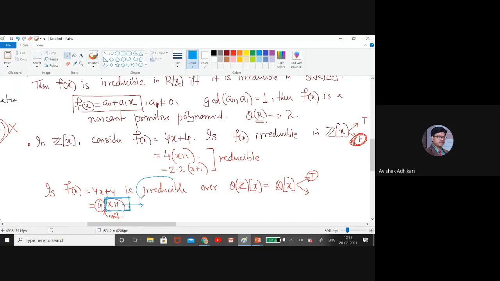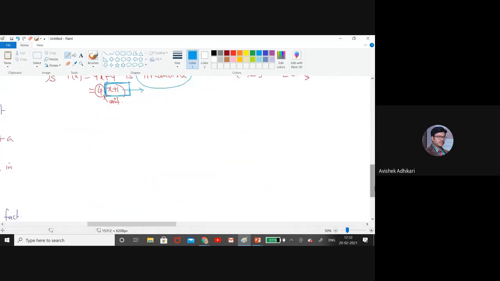Is that part clear? If this part is clear, it will be easier for you to go further. Okay, so now tell me, if I consider x square plus 1, my f(x) is x square plus 1 in Z[x].